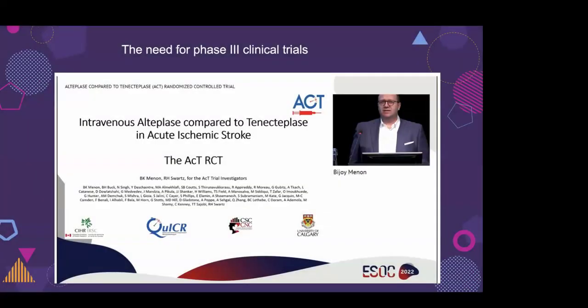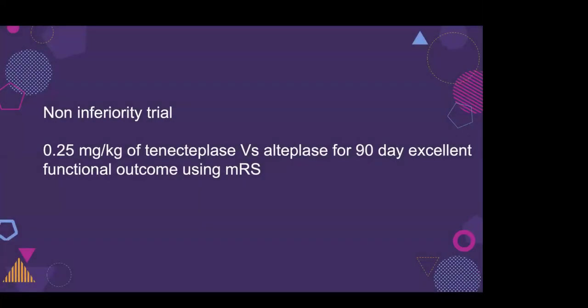Now, coming to phase 3 clinical trials, the landmark trials that changed the paradigm and kind of brought Tenecteplase to what we have as standard of care, if not in all the hospitals, at least in the majority of the hospitals already. So the first is the ACT trial. The ACT trial was done in Canada, and it was presented first at the European Stroke Conference in 2022. It was a non-inferiority trial.